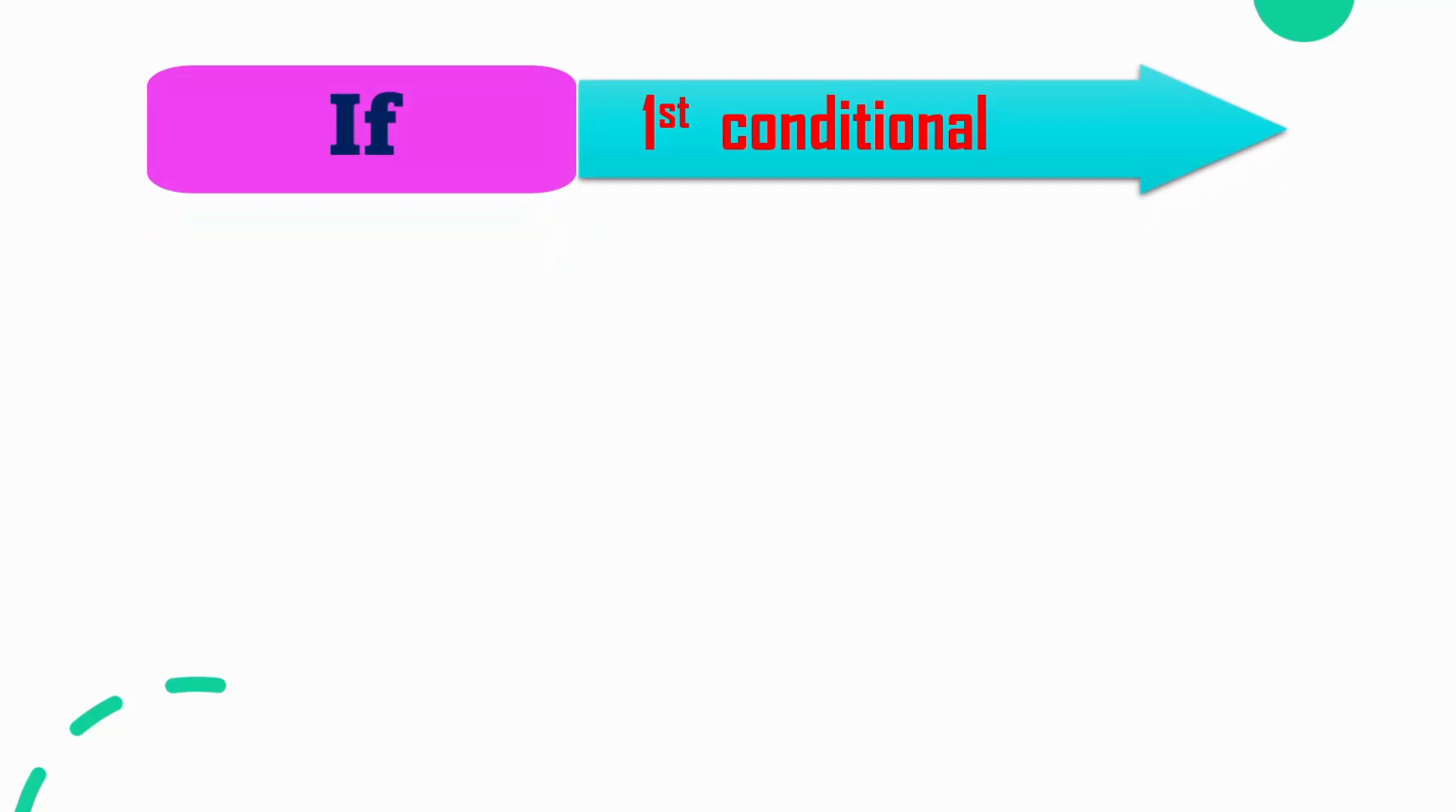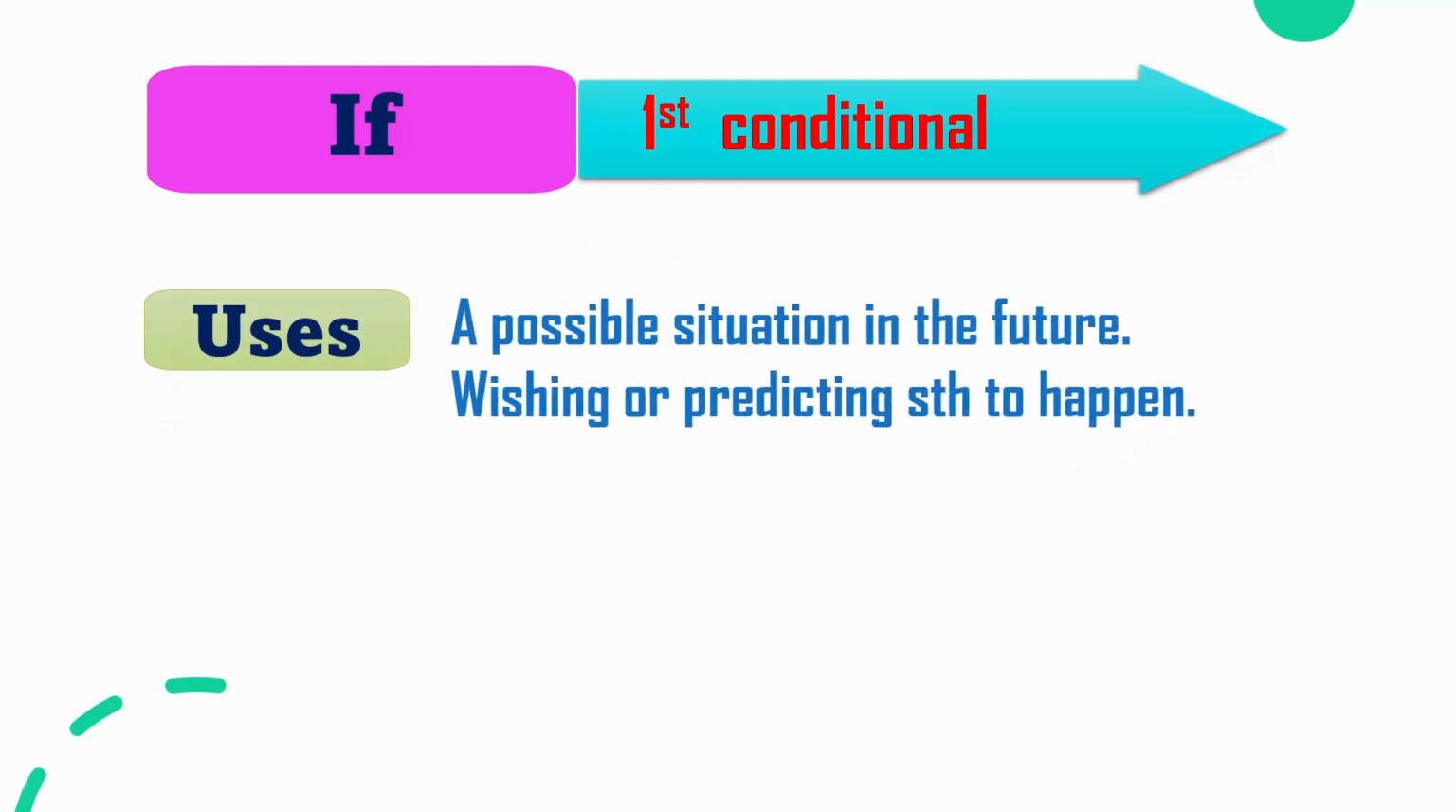Okay, so now let's move on to the second conditional, or rather the first conditional of if. We sometimes call it the second condition, but actually it is the first conditional. First we need to know the usage of this conditional. We can use it in real or possible situations in the future. Possible situations, applicable results, that could happen in the future. And of course, I will give you examples about that.